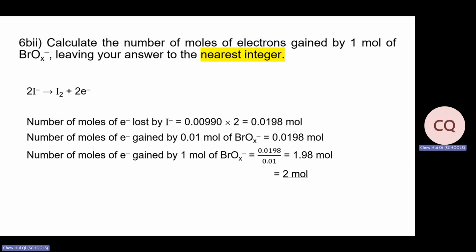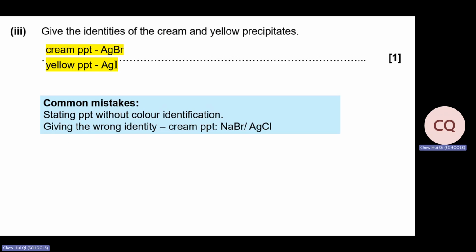Okay, next question. This one also atrocious. Why? I think 50% of the students did not identify for me which is the cream PPT and which is the yellow PPT. All of you got the correct answer, yes. But such questions ask you for identities, guys. So please label it correctly. Which is the cream PPT, which is the yellow PPT? Very common mistakes. Some gave the wrong PPT.